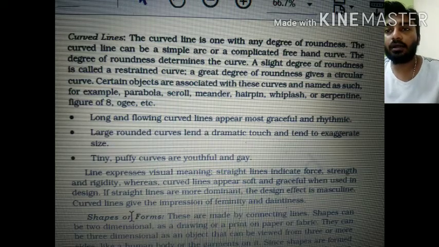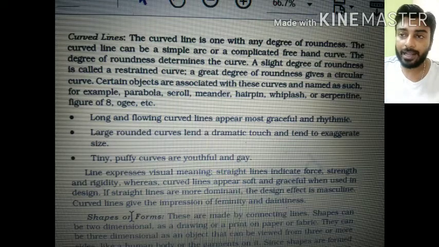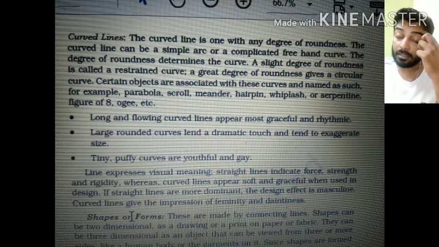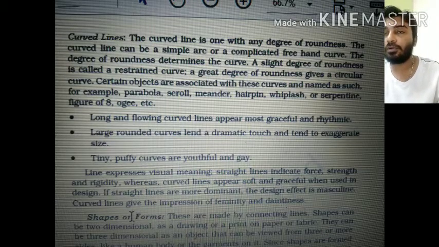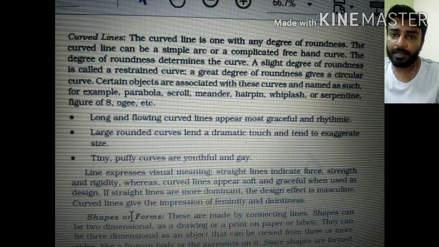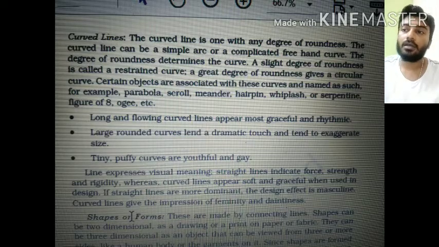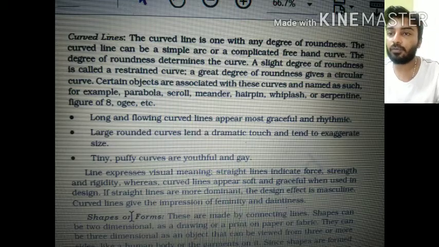Long and flowing curved lines appear most graceful and rhythmic. Large round curves lend a dramatic touch and tend to exaggerate size. Tiny puffy curves are youthful and gay. So these are the different types of curves which can be applied in a particular garment. Line expresses visual meaning: straight lines indicate force and rigidity, whereas curved lines appear soft and graceful when used in a design.